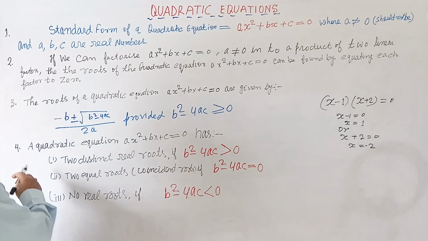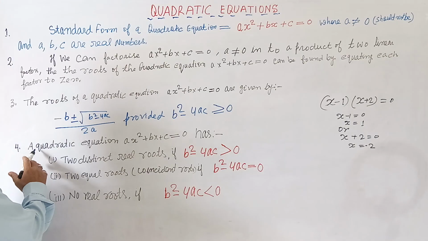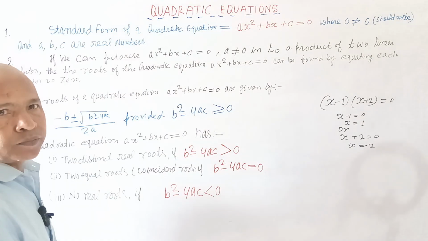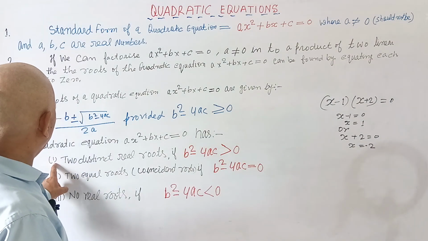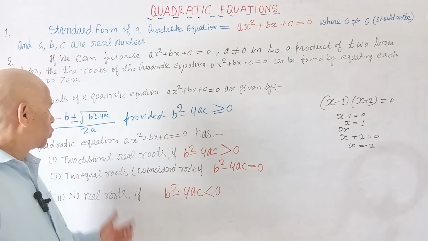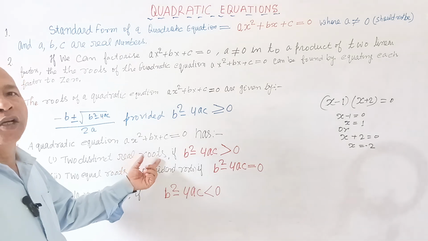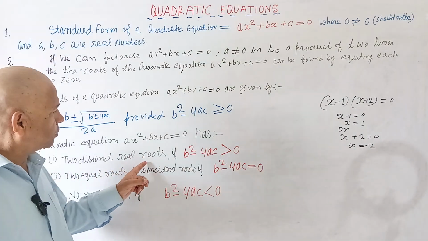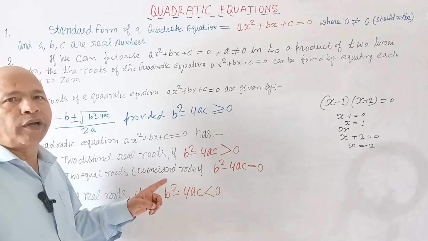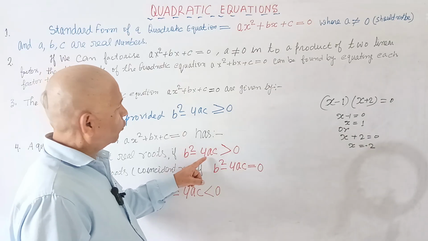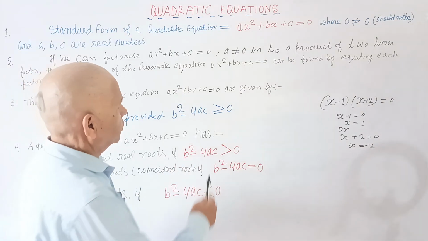Now the fourth point we will cover in this chapter is that a quadratic equation ax square plus bx plus c equals to 0 has, first, two distinct real roots. Now the quadratic equation will have two distinct real roots only when the condition meets, that is b square minus 4ac should be greater than 0.